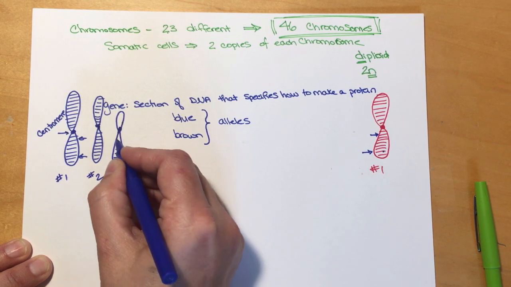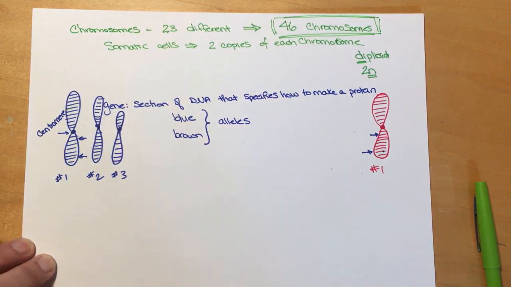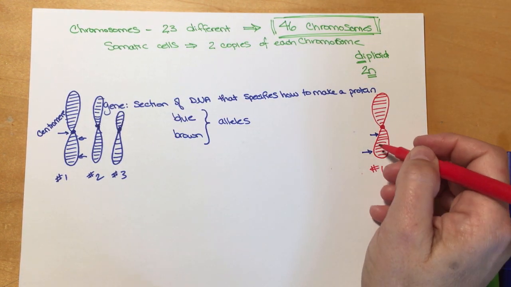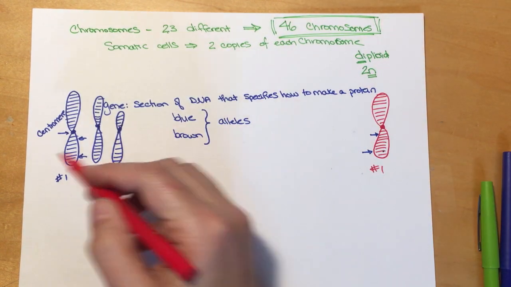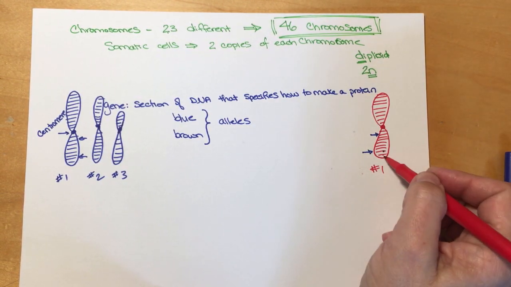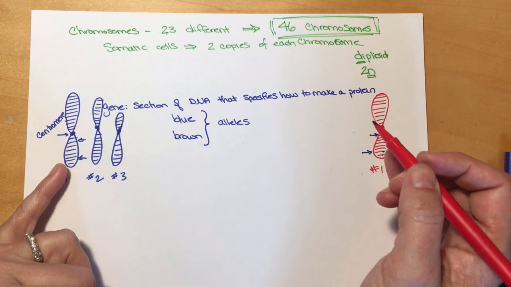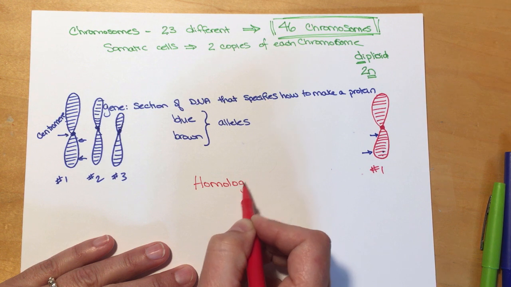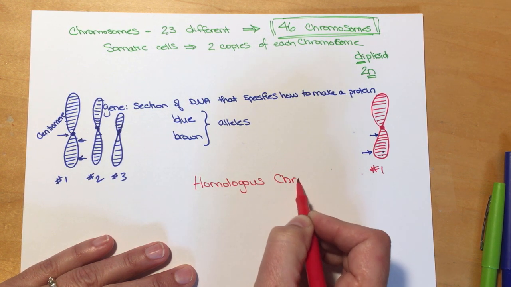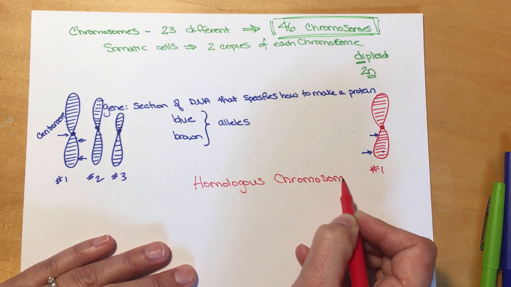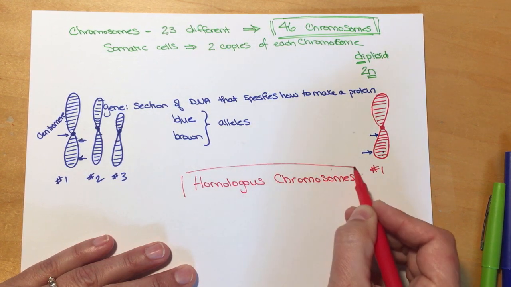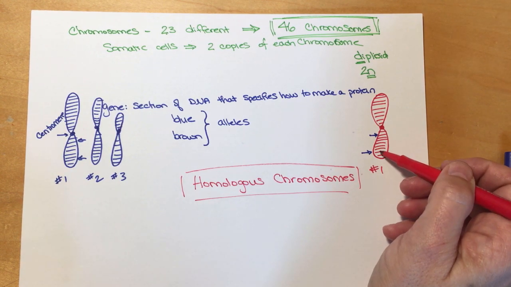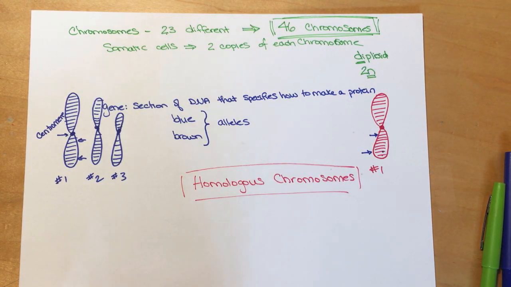But as you can see, I could draw out 23 of these, and then I would also have to draw out 23 of these. And so again, chromosome number 1 from maternal and chromosome number 1 from paternal are going to be what we call homologous chromosomes, which means they're not genetically identical, but they code for the same types of things in the same places, although they might have different alleles.